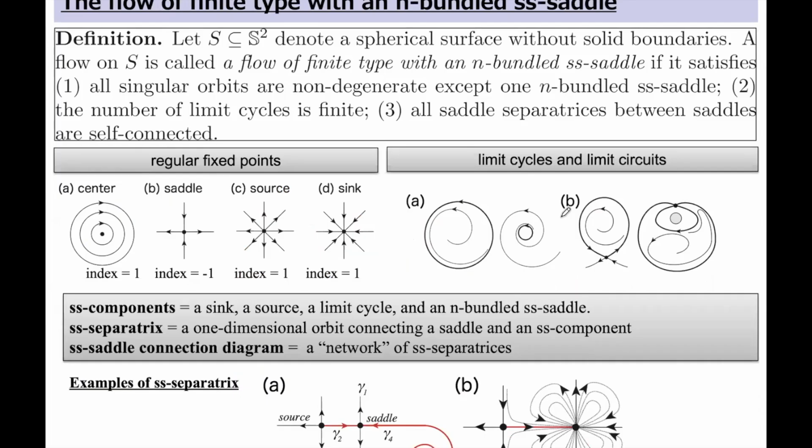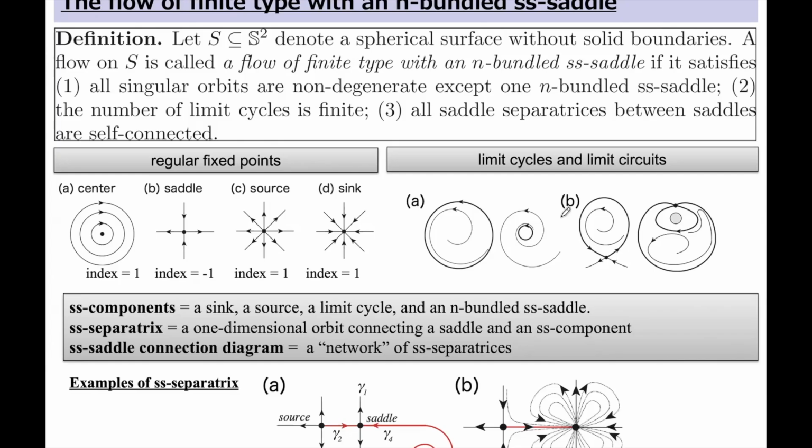Now this is a mathematical model of the flow inside the left ventricle. The red S denotes the spherical surface without solid boundaries, the flow domain as a result of collapsing the boundary. And the flow on S is called a flow of finite type with an n-boundary saddle if it satisfies these conditions: all fixed points and singular orbits are non-degenerate except for this glued degenerate point; the second condition is the finiteness of the limit cycles; and third, all saddle separatrices between saddles should be self-connected. This is a kind of model for the flow in the left ventricle.